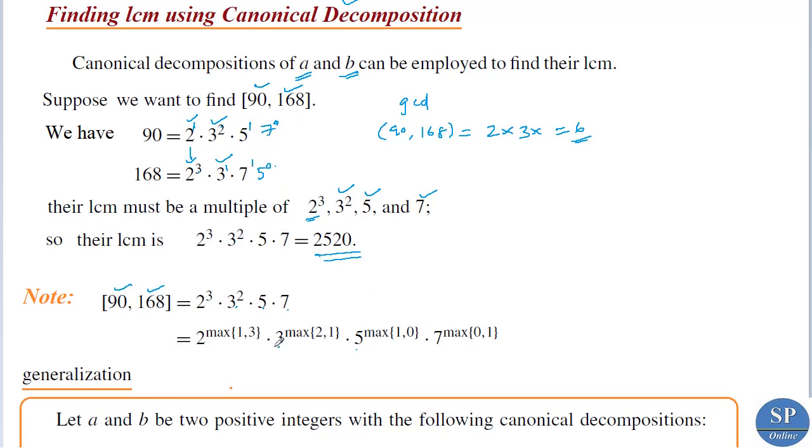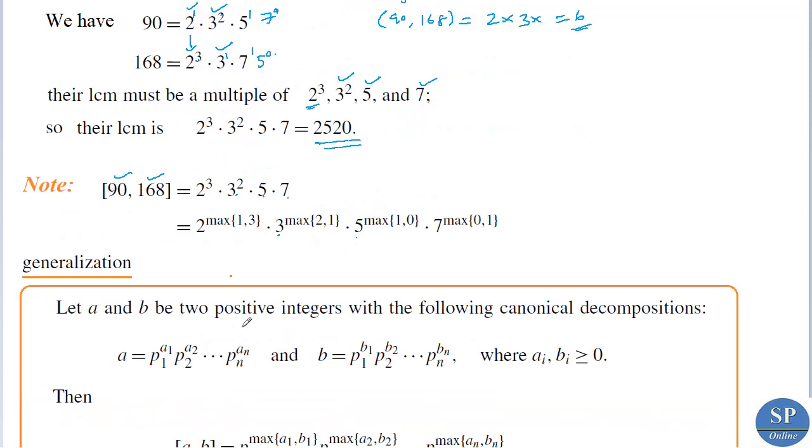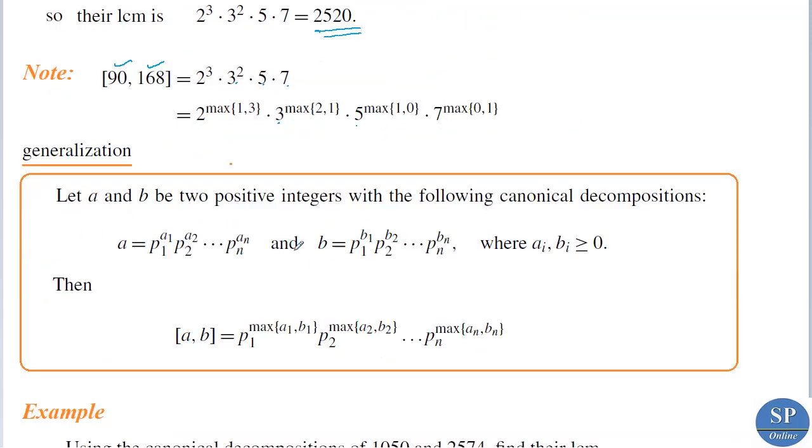Okay, so we can generalize this result. Let a and b be two positive integers with the following canonical decomposition. That is, a equals p1 power a1, p2 power a2, etc., pn power an, and b equals p1 power b1, p2 power b2, etc., pn power bn, where ai comma bi are greater than or equal to 0.